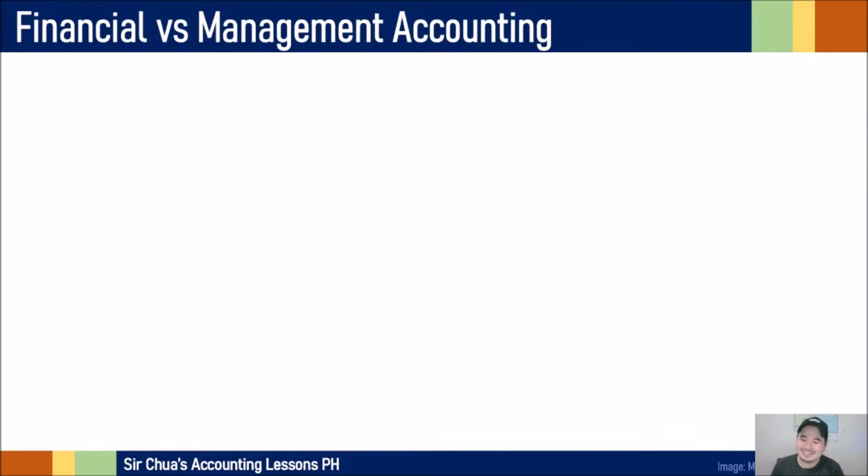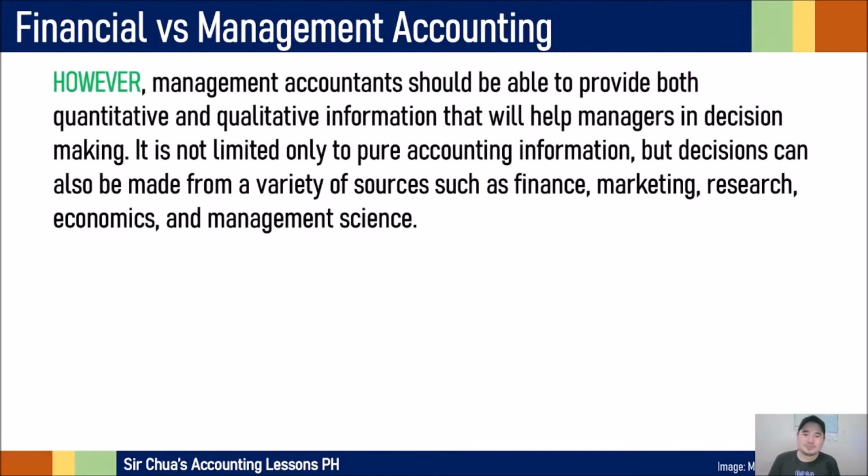Okay. Now, management accountants should be able to provide both quantitative and qualitative information that will help managers in decision making. Remember, guys, that management accounting is not only limited in pure accounting information. You can use a lot of disciplines in order for you to become a really good management accountant. You can use economics, finance, marketing, research, management science, operations research. Okay? Why is it like that?